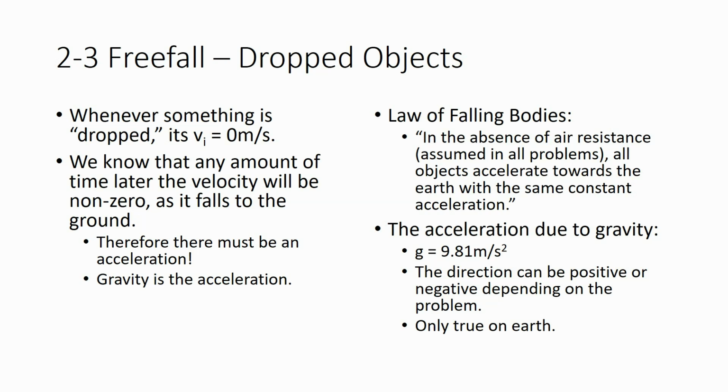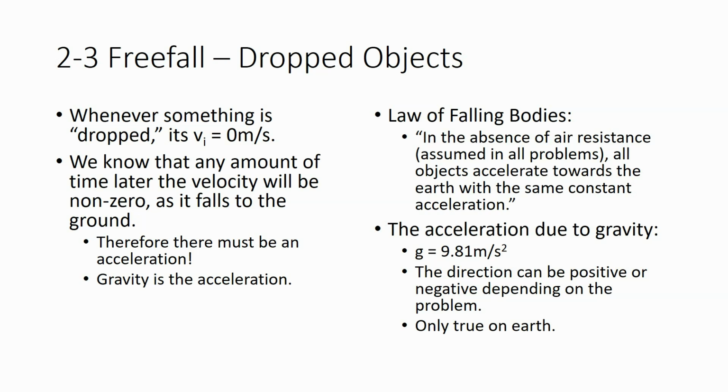Whenever something is dropped, that means we're holding it still before release, so its initial velocity is going to be 0. Any object that is falling through the air that you're holding initially, you let it go and it's going to begin falling towards the ground. Therefore, there has to be an acceleration. It started at rest, and then it gained some velocity a moment later. It's an acceleration, and that's what gravity is. Gravity is an acceleration that affects objects and makes them accelerate towards the surface of the Earth.